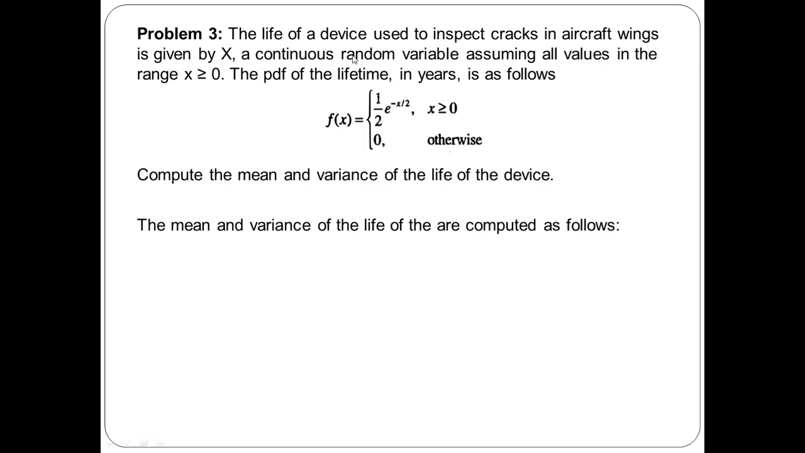In problem 3, the life of a device used to inspect cracks in aircraft wing is given by x, a continuous random variable assuming all values in the range x is greater than equals to 0. So the PDF is given as this, and we have a continuous random variable, so we will use the formula of continuous random variable, that is this. Okay, here f of x is given as 1/2 into e to the power minus x/2.